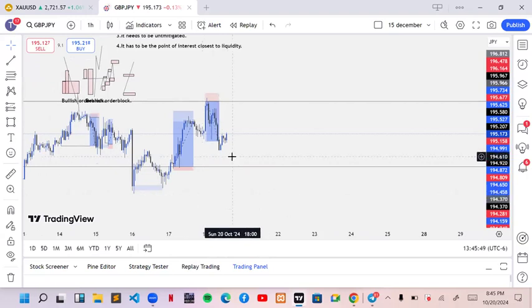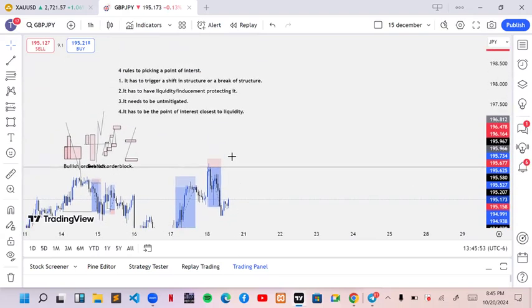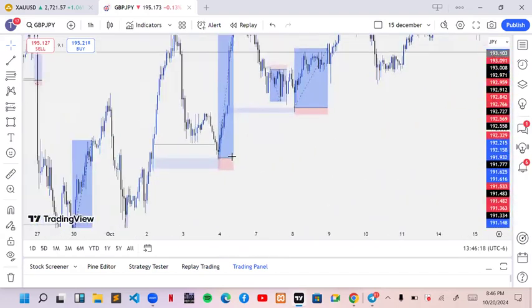Knowing when to pick between an order block and a breaker block, you need to pay attention to these four criteria. There has to be a shift in market structure. There has to be liquidity protecting it. It needs to be unmitigated. And it has to be the point of interest closest to liquidity. Meaning you can only use the order block if your breaker block was mitigated. If your breaker block is unmitigated, you have to pick your entry from the breaker block because it will be the closest one to liquidity. So that's just it.